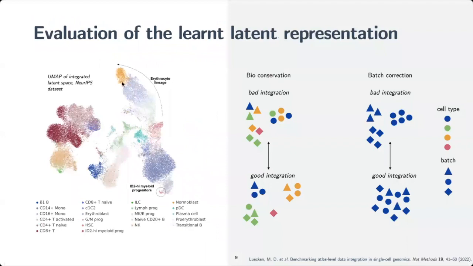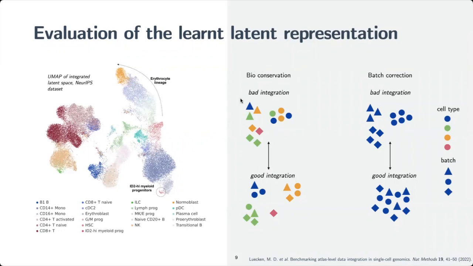capture the different cell states. So this is here an example of a UMAP of the learned latent space of the quantitative model on the NeurIPS data set. And we employed different metrics that were introduced here in this benchmarking paper, and they basically try to evaluate 2 different aspects of single cell data integration and latent space learning.